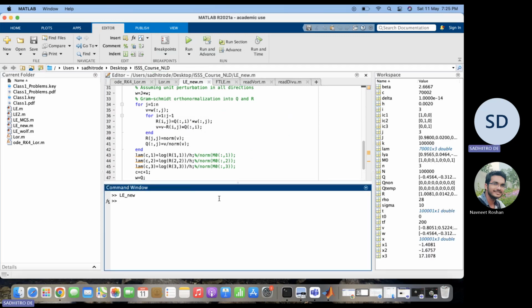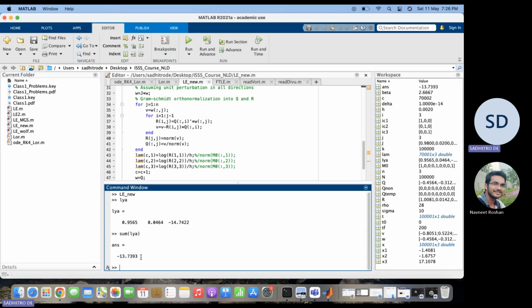As you can see, let us see what the Lyapunov exponents look like. For the Lorenz system, the largest Lyapunov exponent is somewhere close to 1, and most importantly it is positive. Since it is positive, this underlines that it is a chaotic system. The second largest one is close to 0, and the last one is negative. If you calculate the sum of all the Lyapunov exponents, the sum comes to around minus 13.7.